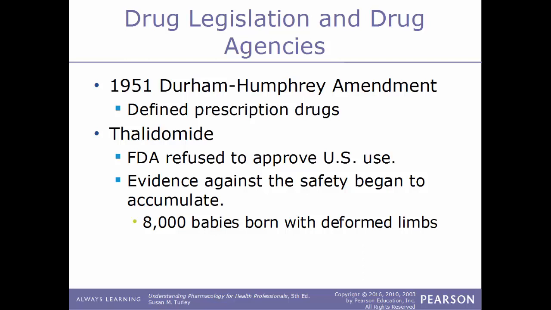The drug thalidomide, the FDA refused to approve this drug for use in the United States. This was still available in the United Kingdom and in parts of Europe and in Canada, but it became clear that there was a very strong link between this drug and birth defects. So there were 8,000 babies born with deformed limbs because their mother took this drug while they were pregnant. So not only would it create some severe birth defects, it also killed several babies.